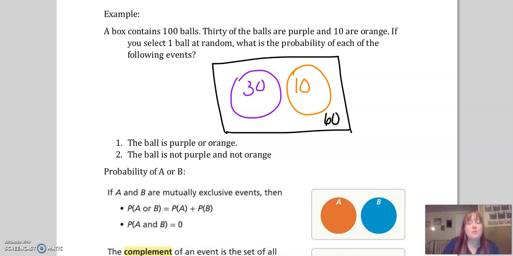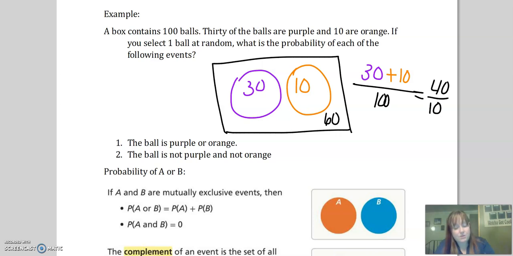So what's the probability that the ball is purple or orange? Okay, so that means we've got the 30 purple balls plus the 10 orange balls out of how many total? Out of 100. So we have 40 out of 100, or 4 out of 10, or 2 out of 5. So we have a 2 in 5 chance of picking out a ball that is either purple or orange.